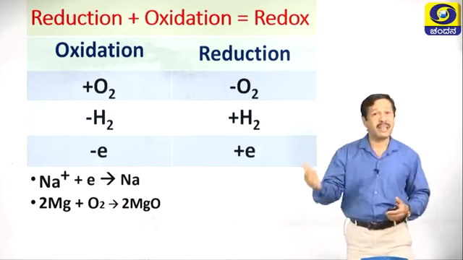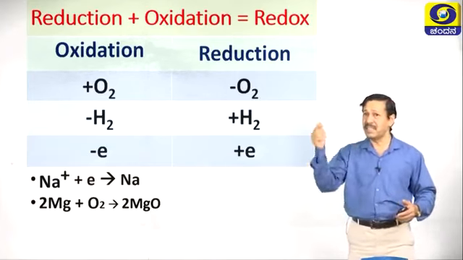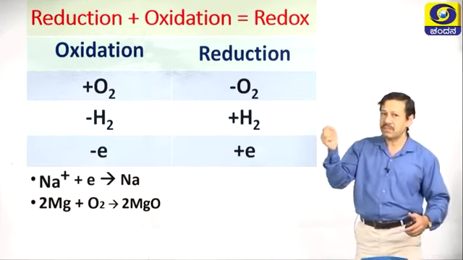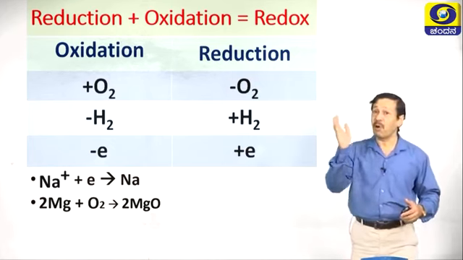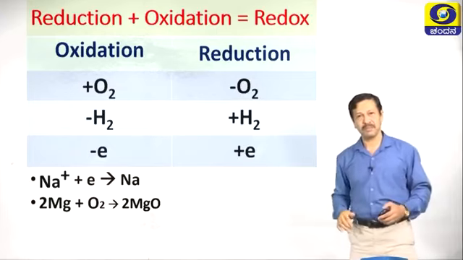Metals are reduced at the cathode during the electrolysis process. So, we are explaining this reaction in terms of electrons. The next one is 2 Mg plus O2 gives rise to 2 MgO. This is an example of oxidation, because you are seeing the addition of oxygen here.